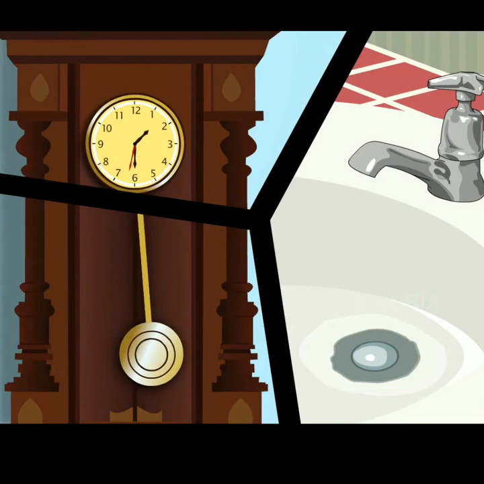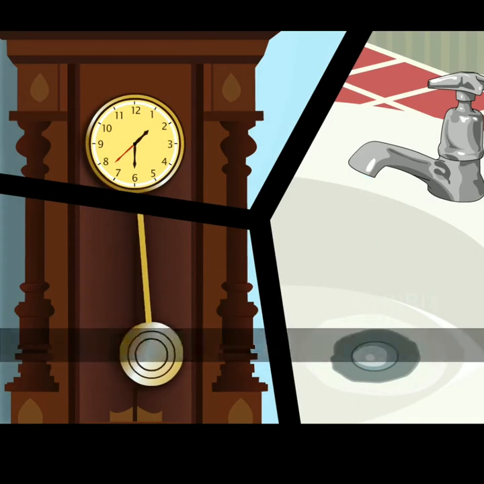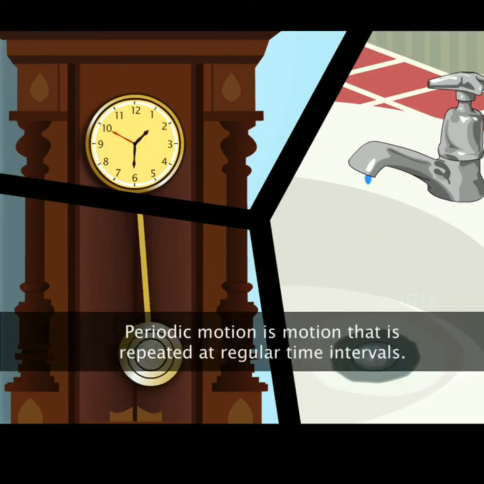But look at these three again. They show another type of motion. Can you identify it? All three show periodic motion. Periodic motion is motion that is repeated at regular time intervals.